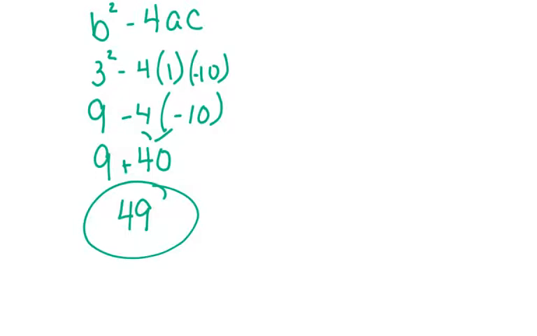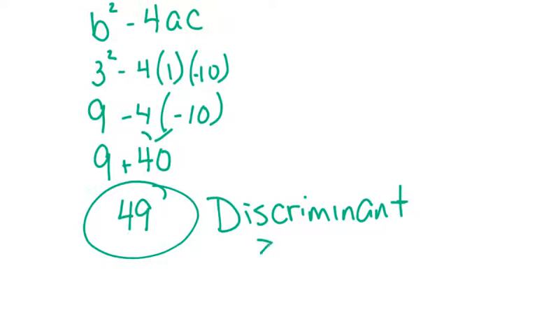Okay? And this is the discriminant value. And since this is positive, so it's greater than 0, that means I should end up with 2 real roots here. And we'll talk about that more in an upcoming video.